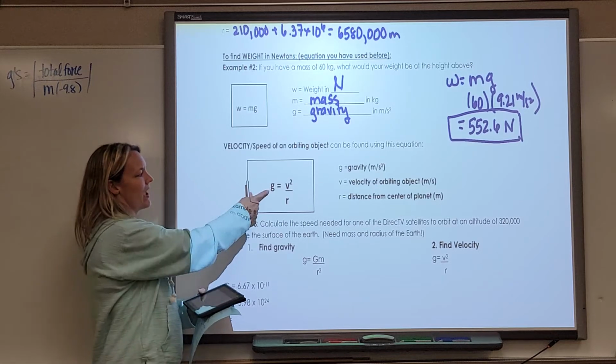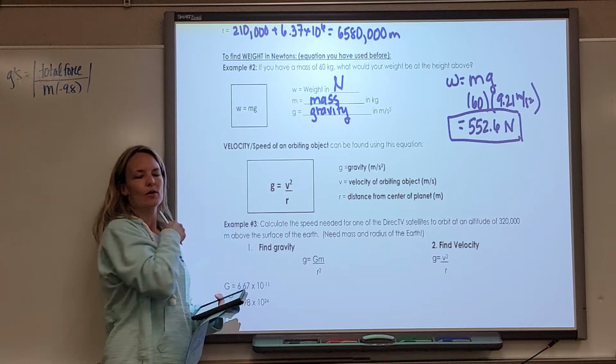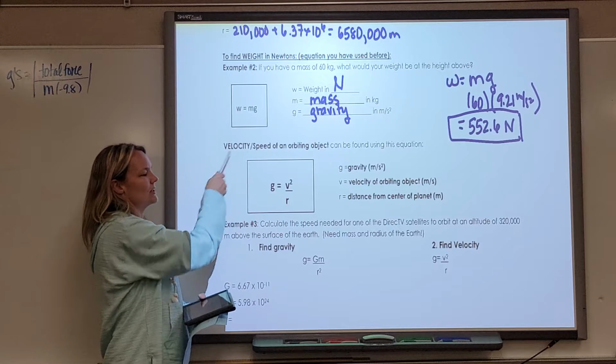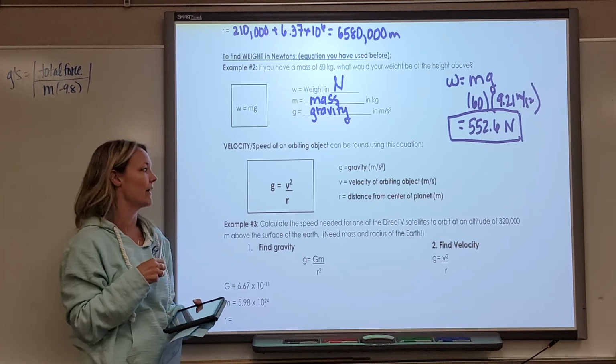Okay? In order to do that, you need to know the gravity equals velocity squared over the radius. Okay, so this is the equation to help us find velocity or speed of an orbiting object. I have it labeled on your equation exactly that way.